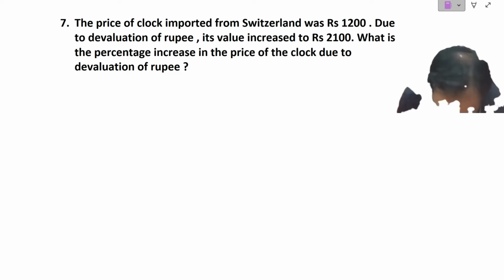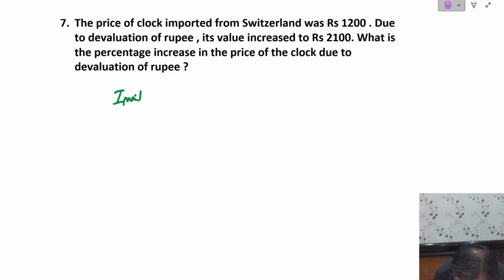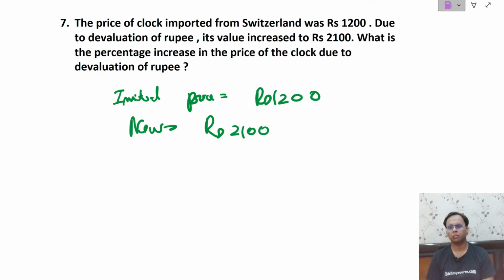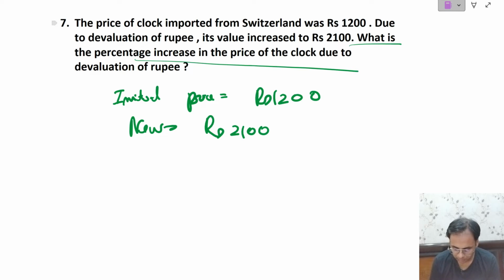Okay, like the initial price. Let us see the initial price. The initial price was rupees 1200, okay, and the new price is rupees 2100. So you need not delve into the concept of devaluation of the rupee and things like that, okay. You need not worry about all this, okay. All you need to do is focus on simple things like this one. You need to find just the percentage increase in the price of the clock, okay.